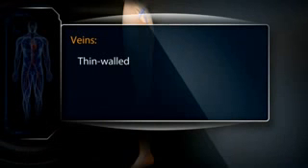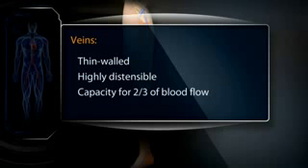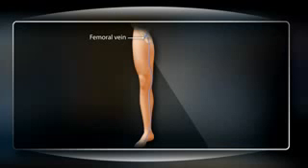Veins are thin-walled and highly distensible, with a capacity for up to 2/3 of circulating blood flow. Because the veins of the leg are especially susceptible to venous stasis, they warrant special attention. Deep leg veins, which carry approximately 90% of venous return from the lower extremities, include the femoral vein, which lies just medial to the femoral artery below the inguinal ligament.